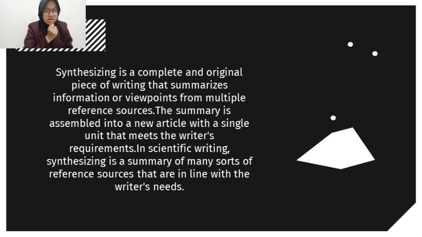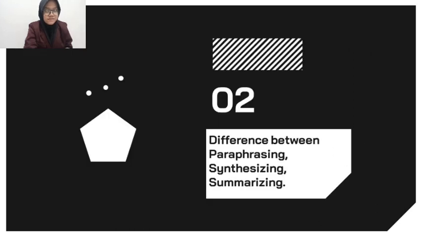Synthesizing is a complete and original piece of writing that summarizes information or viewpoints from multiple sources. The summary is assembled into a new article as a single unit that meets the writer's requirements. In scientific writing, synthesizing is a summary of many sorts of reference sources that are in line with the writer's needs. The second one is difference between paraphrasing, synthesizing, and summarizing.